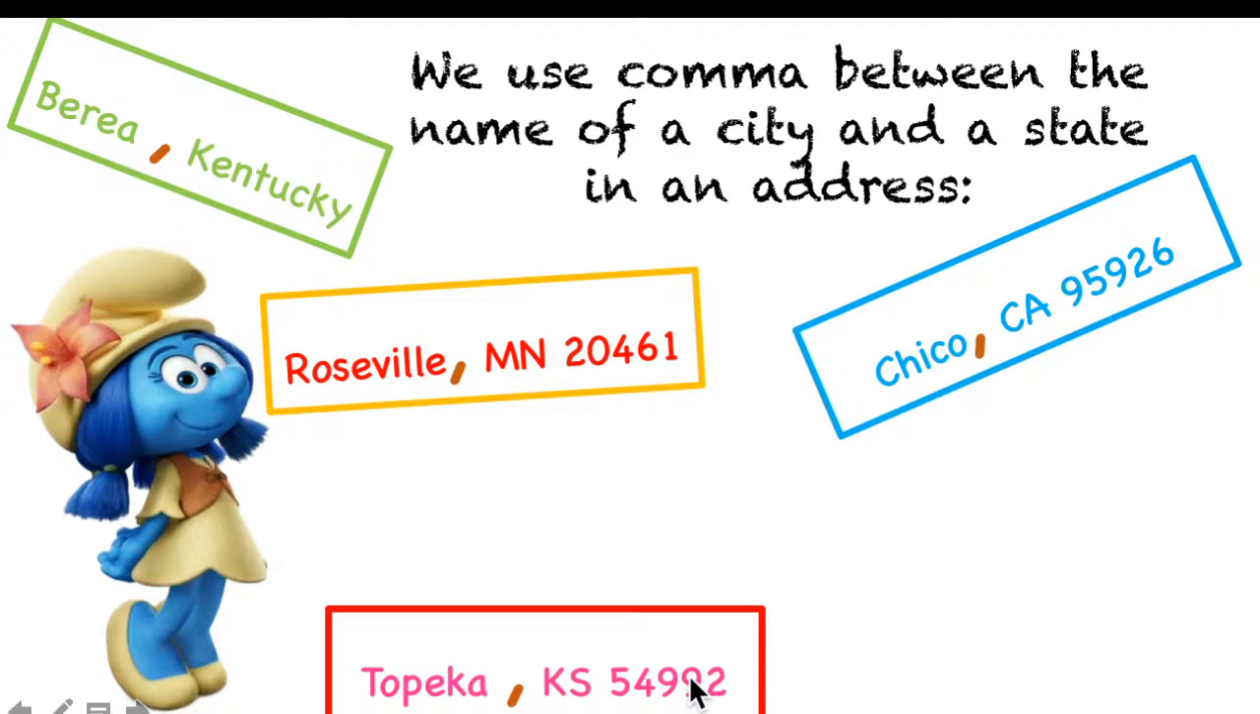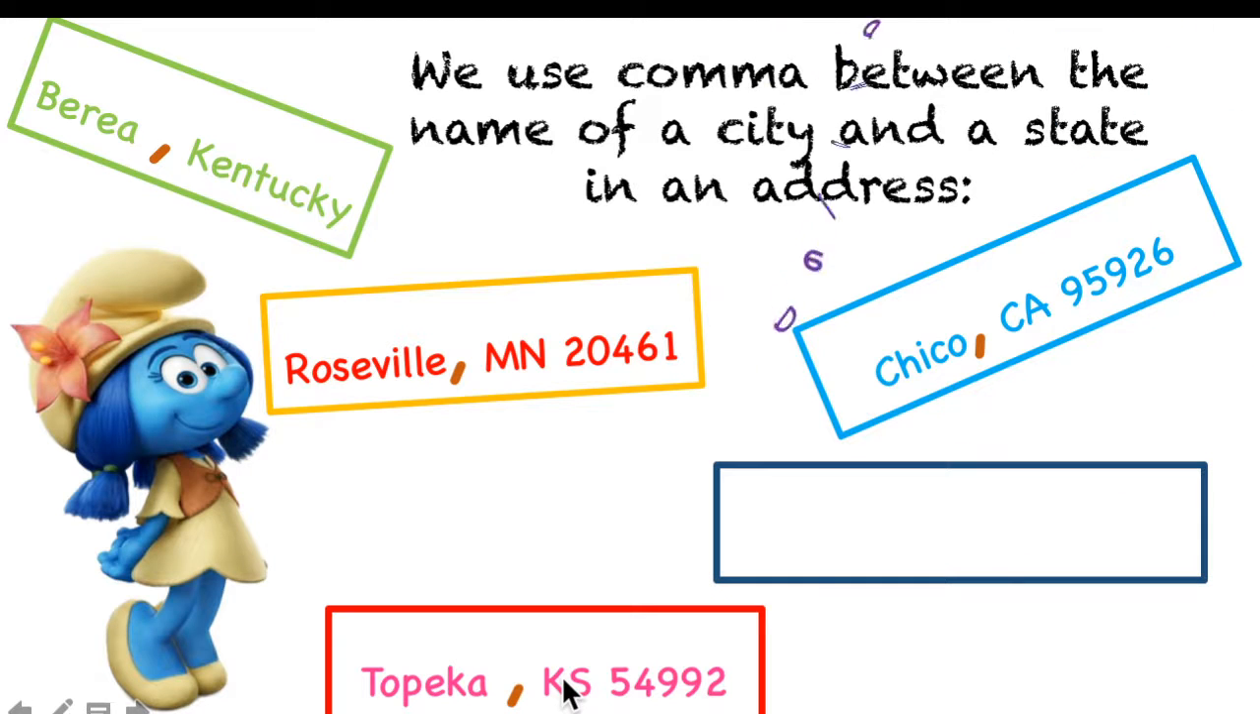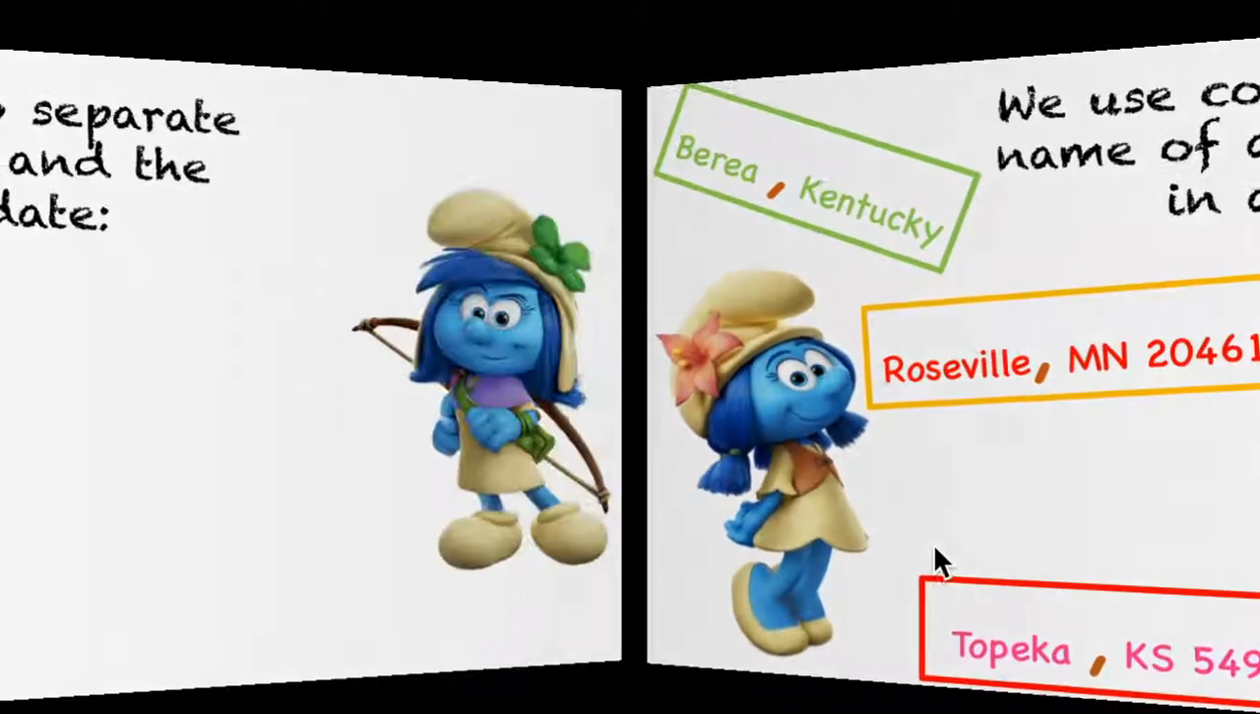So where shall we put the comma? Between the city and the state. And here we have only 2 parts, Delaware, Pennsylvania. Delaware is a city, Pennsylvania is a state. So simply put the comma in the middle to separate the city from the state.